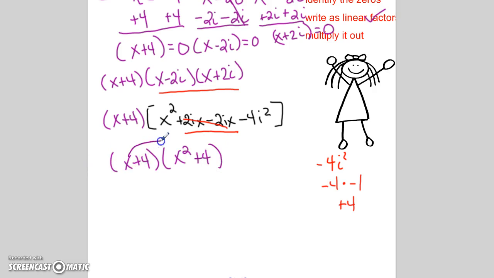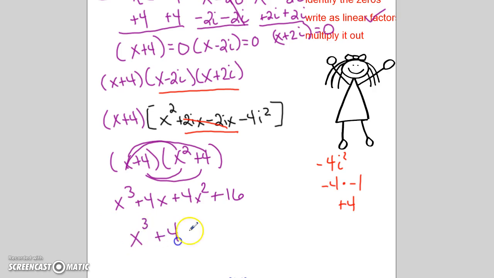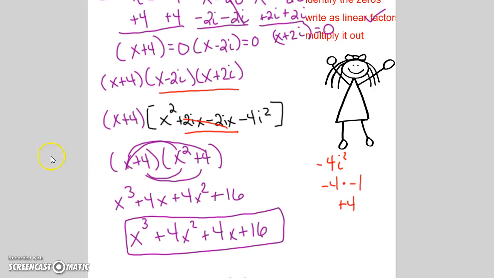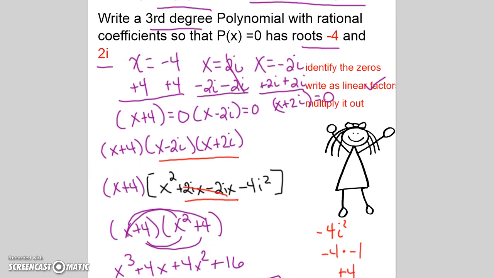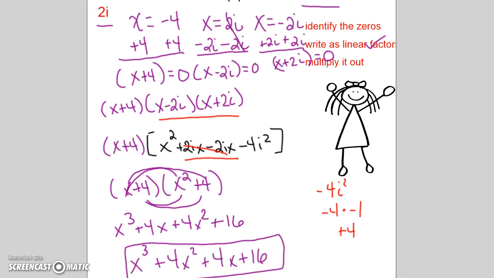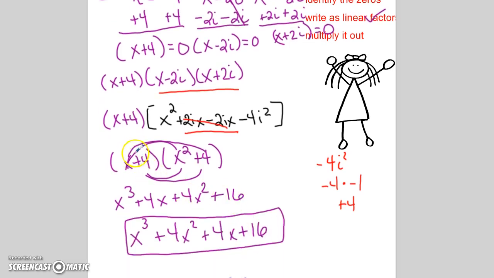Now I just have to multiply these two binomials. I end up with x cubed plus 4x, then plus 4x squared, and then plus 16. The directions said standard form, so x cubed plus 4x squared plus 4x plus 16. This is my polynomial. It's a third degree polynomial, and I met its conditions. It has roots at negative 4 and 2i. That's my answer.